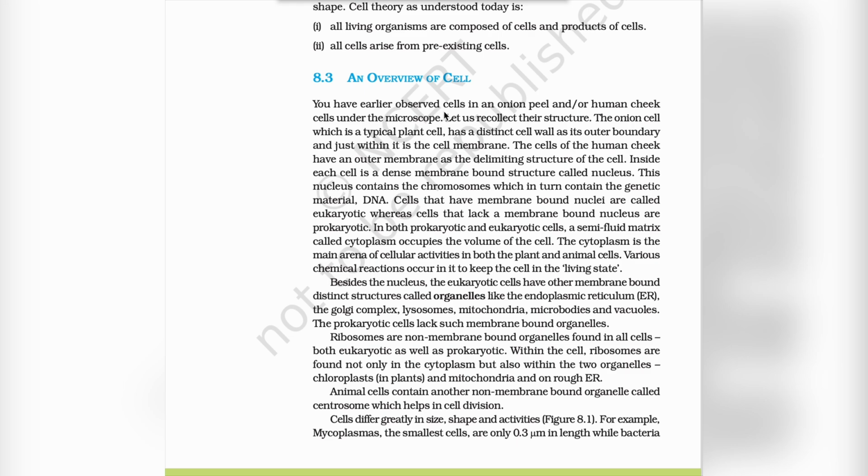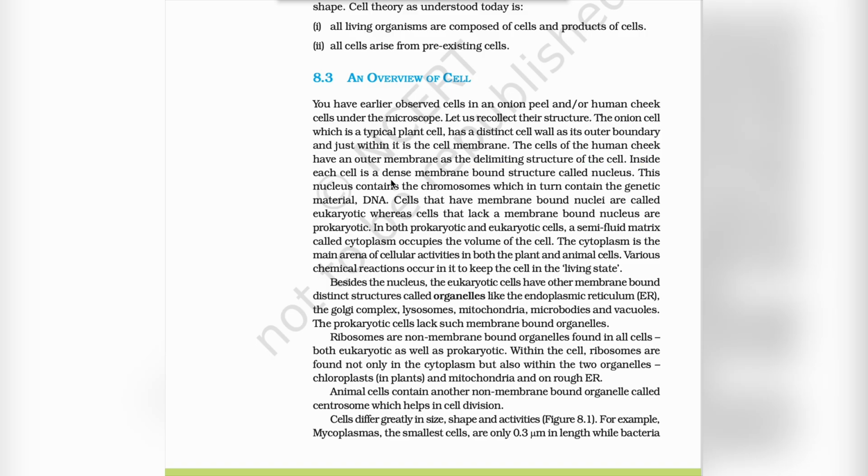You have earlier observed cells in an onion peel and human cheek cells under the microscope. Let us recollect their structure. The onion cell, which is a typical plant cell, has a distinct cell wall as its outer boundary, and just within it is the cell membrane. The cells of the human cheek have an outer membrane as the delimiting structure of the cell.